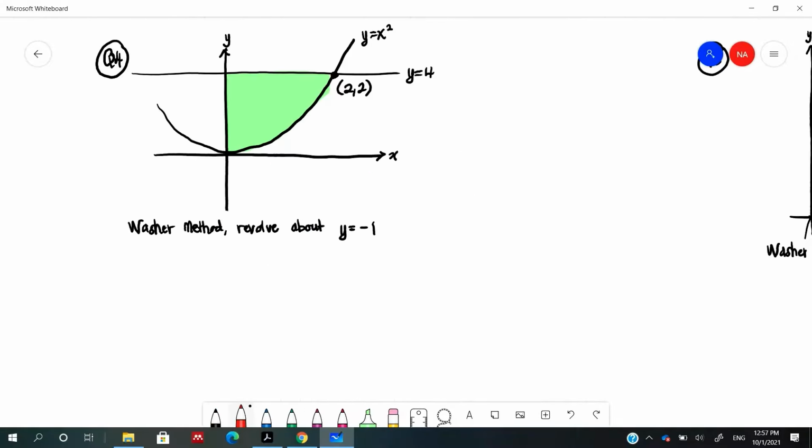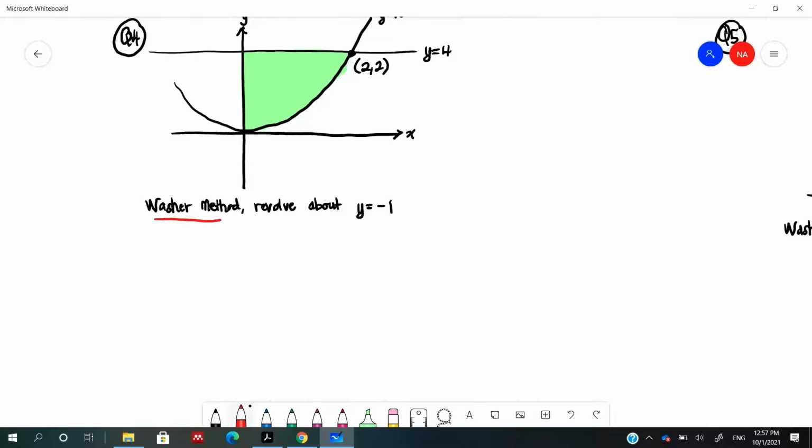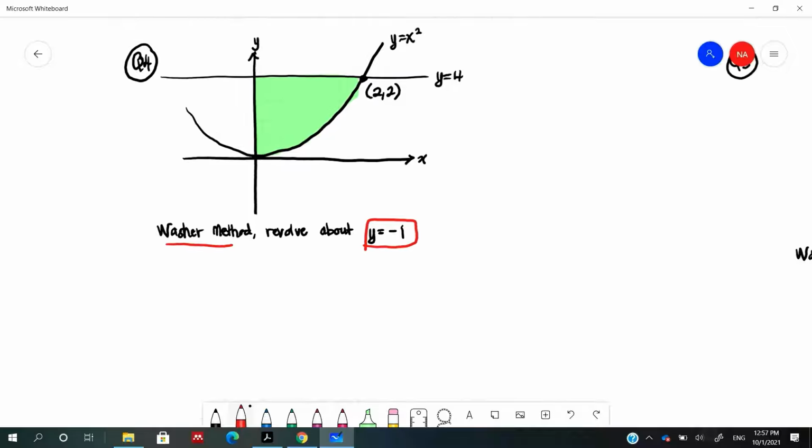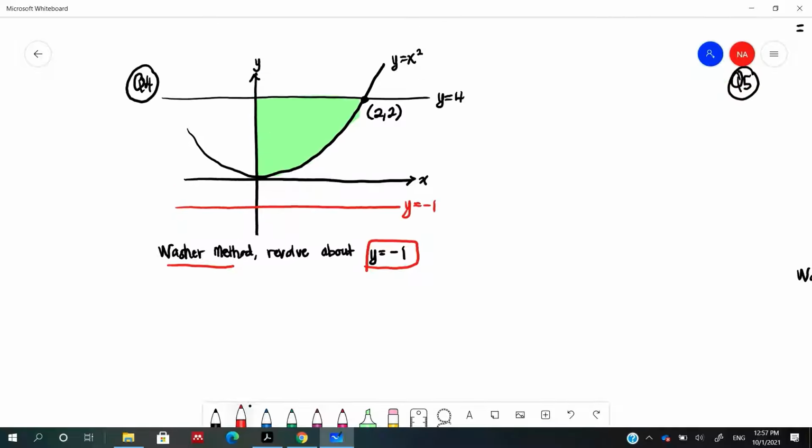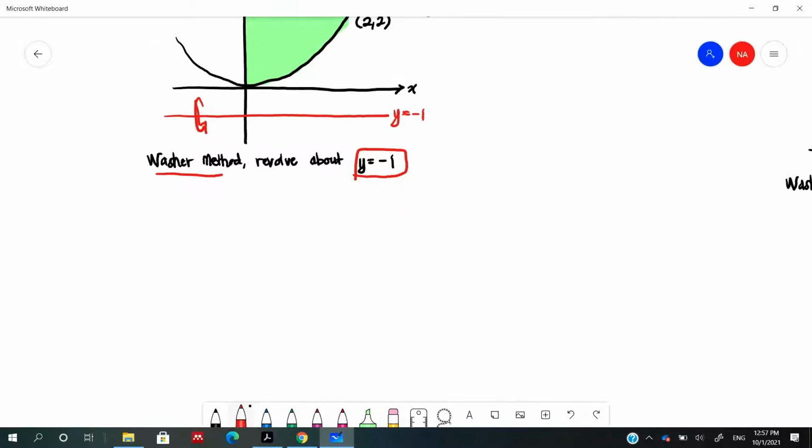The next one, we want to find the volume using the washer method when we revolve about y equal to -1. So we should find the line y equal to -1. So y equal to -1 is this horizontal line here, right? This is the axis of rotation, meaning to say that we want to rotate the green region about this line.